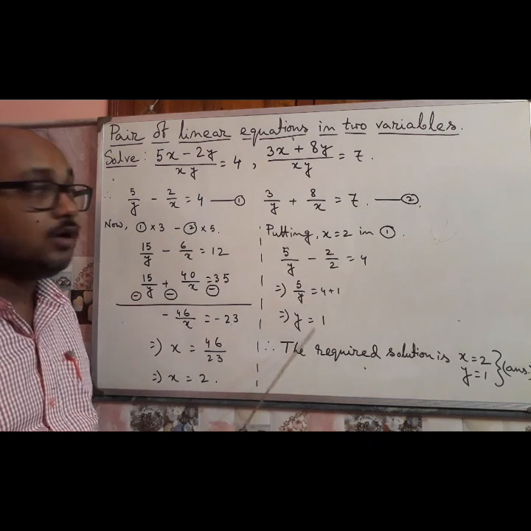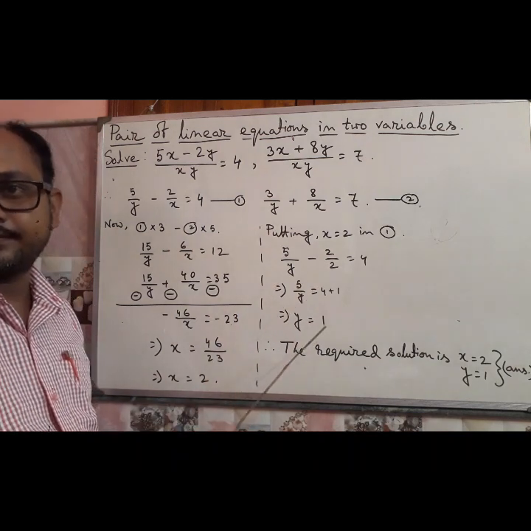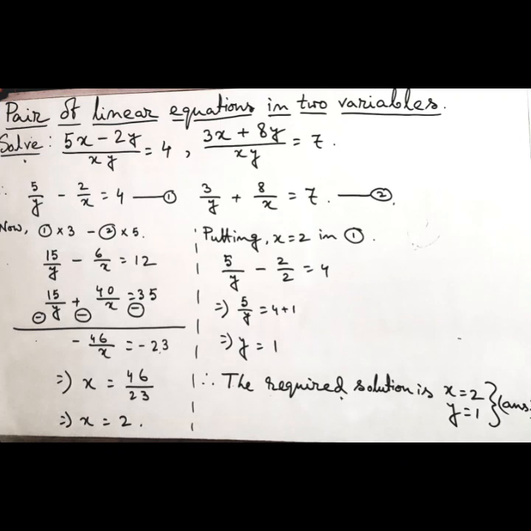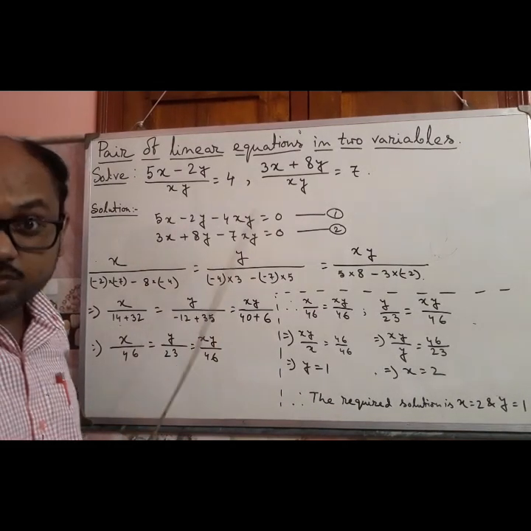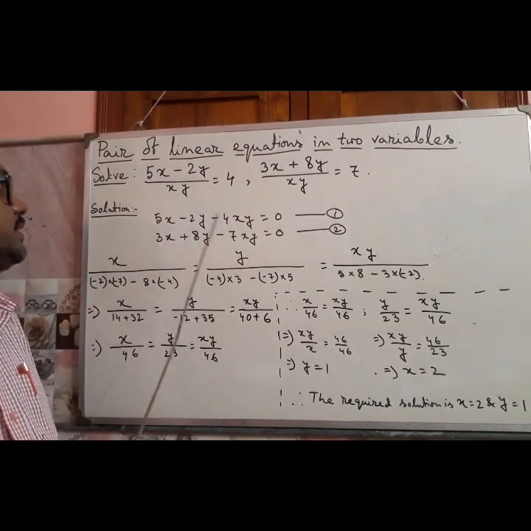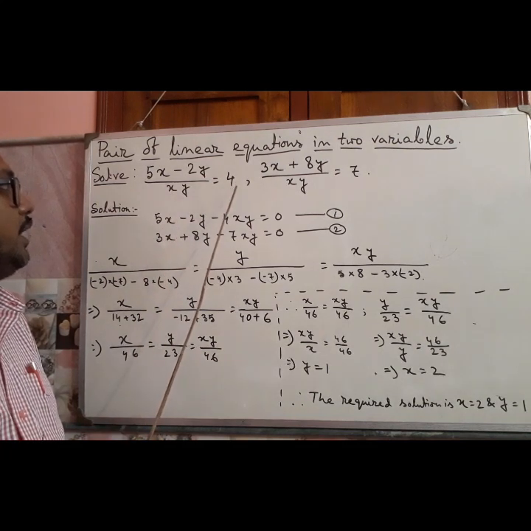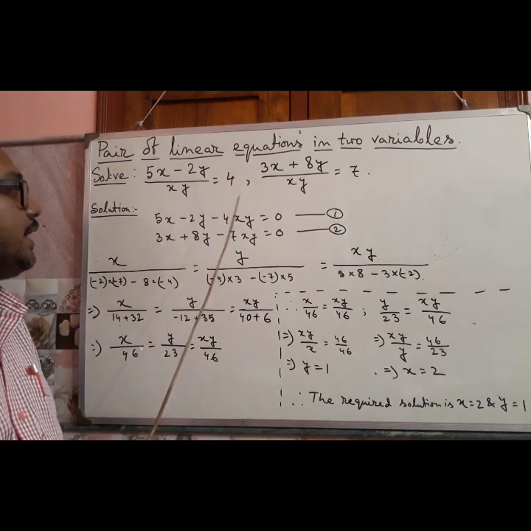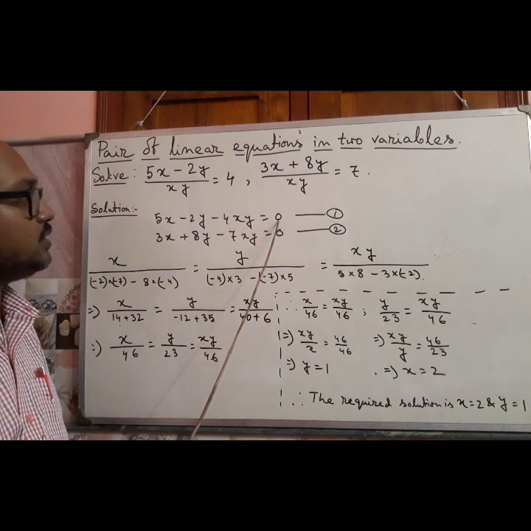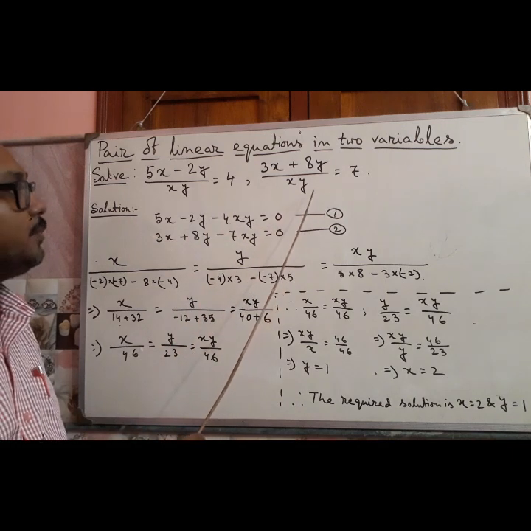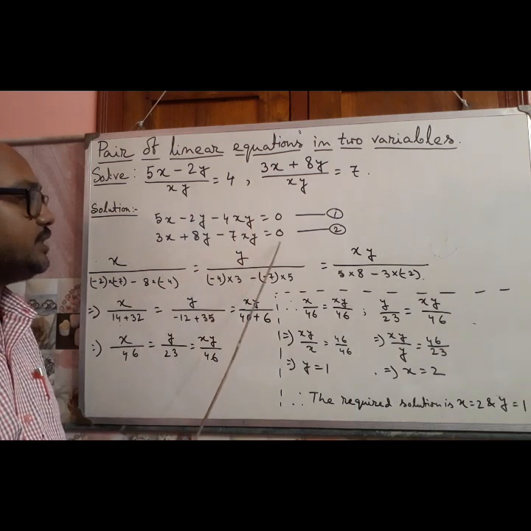Another process is there to solve this type of problem. Let us see it. Another process to solve this problem is cross multiplication. So at first, in the first equation, if we multiply xy with 4 and then change the side of the right hand side, you will get 5x minus 2y minus 4xy is equal to 0, and similarly for the second equation, it will be 3x plus 8y minus 7xy is equal to 0.